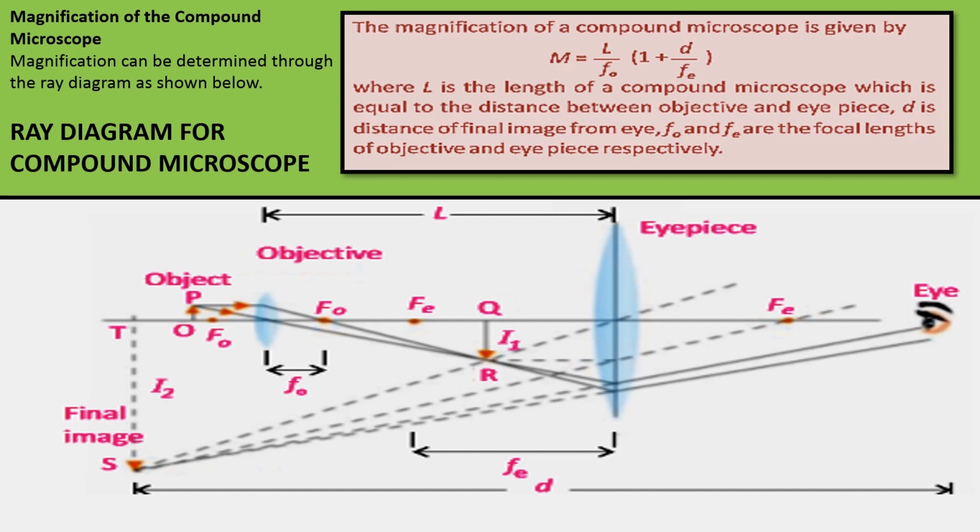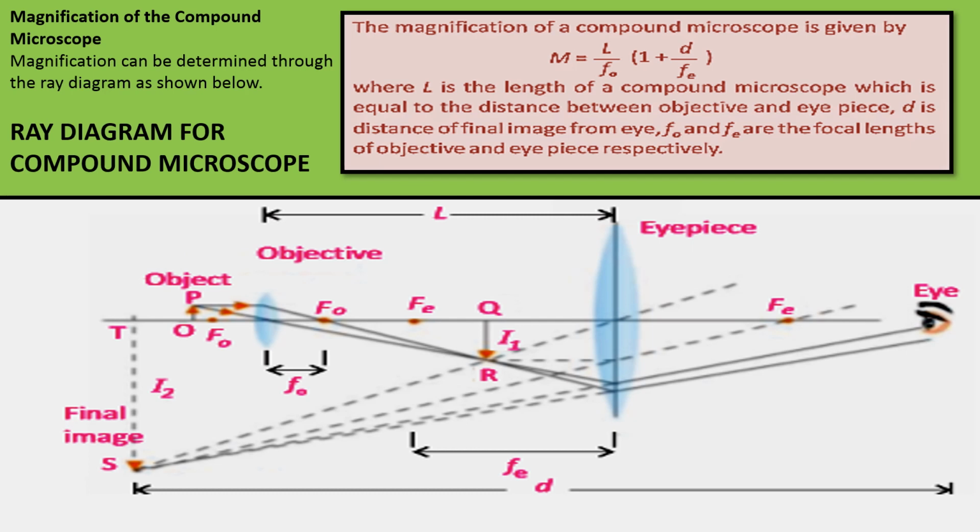Now consider the ray diagram for a compound microscope. Here the objective and eyepiece lens are labeled clearly. The focal length of objective lens is represented by small fo. The focal length of eyepiece is represented by small fe. The focal point of objective is represented by capital Fo, and the focal point of eyepiece is represented by capital Fe. Here the focal length of objective lens is less than the focal length of eyepiece.